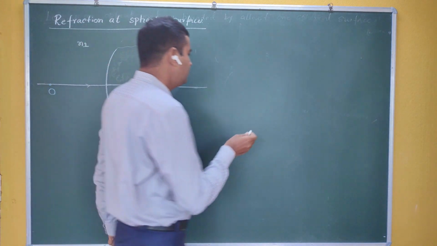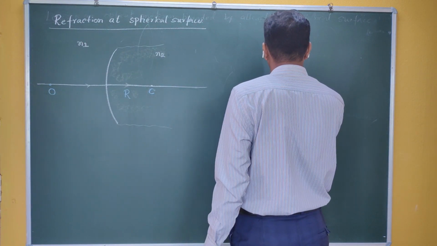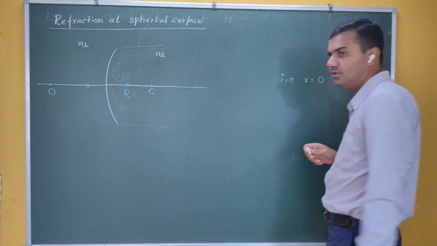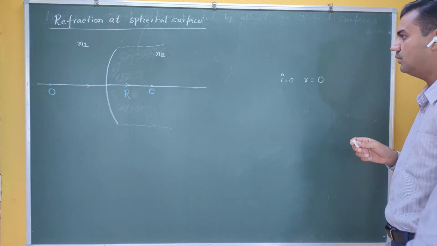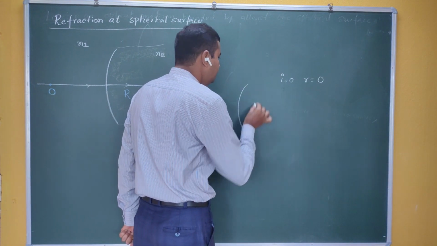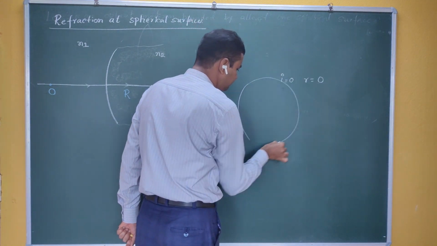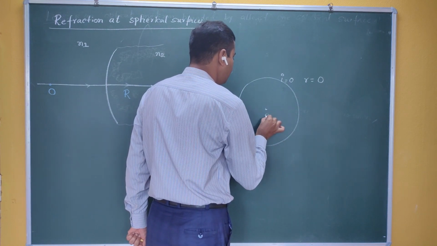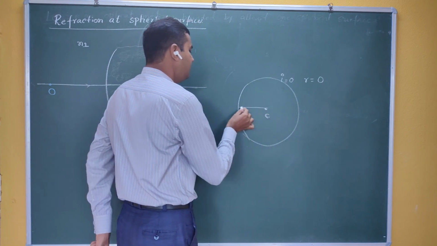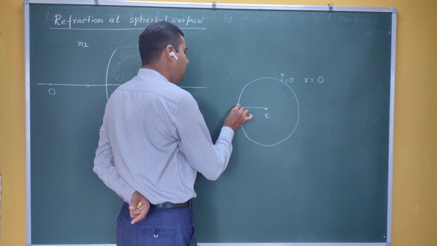Okay, so if it is normal incidence, then i is equal to 0, then r is also 0. What is meant by normal in case of a spherical surface? If you take the sphere, and C is the center of the sphere, if you take the radius, you know that the radius is always perpendicular to the surface.